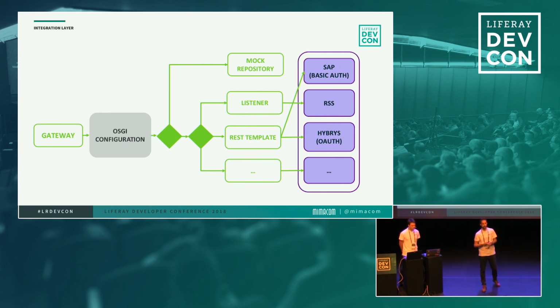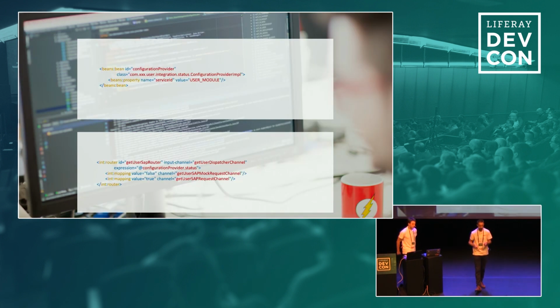Okay, so we also need, as Adolfo said, we have mock repositories. Sometimes we have to do real calls to the external sources, to SAP or Hybris, but there are other times that we really need to provide some mock data. So basically, we injected one OSGi configuration module before this decision. Depending on one value that is in the control panel, the user can decide if he wants to retrieve mock data or he really wants to call the external source.